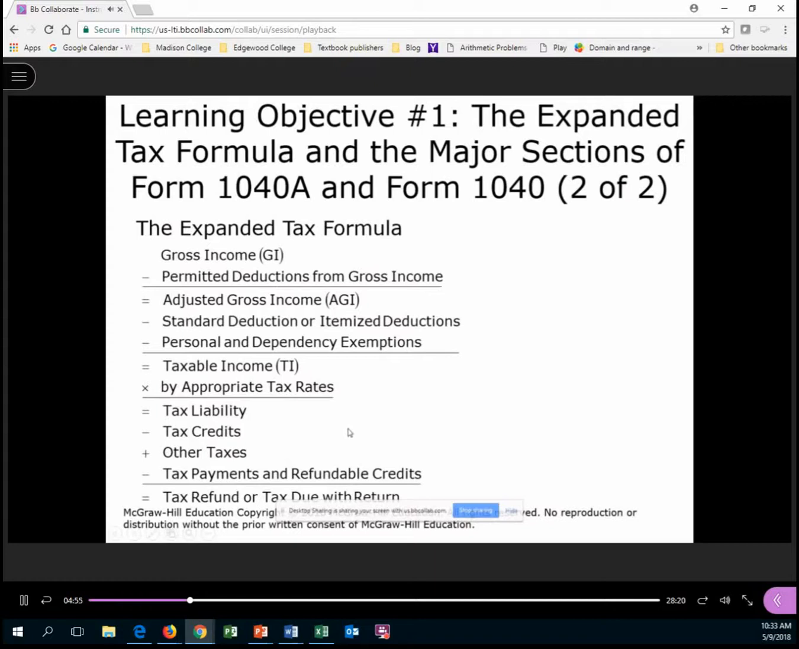And then finally, we're going to deduct from that our tax payments and refundable credits. And tax payments for most folks are the amount withheld from their income by their employer. Also, I mentioned refundable credits before. Some credits, such as the earned income credit, is refundable and can create a refund. Finally, then we wind up with our tax refund or our tax due with refund. That is to say, we owe more because our liability exceeds what we paid in.